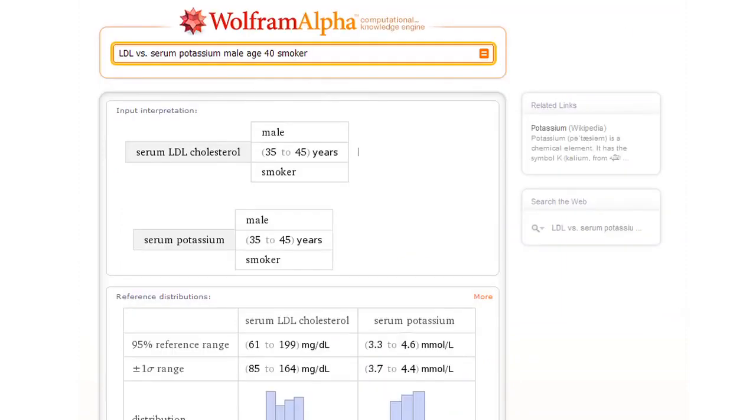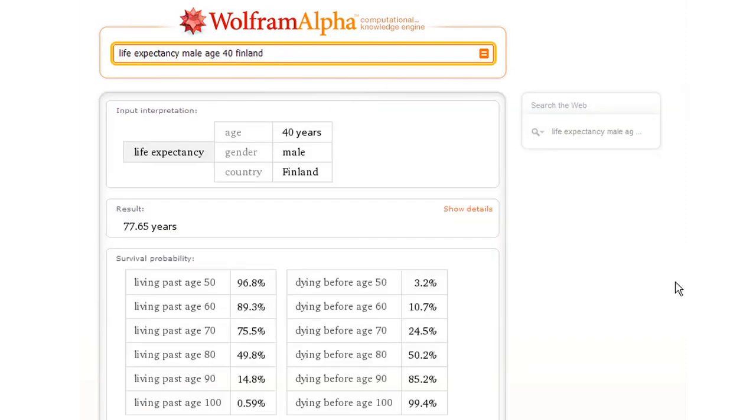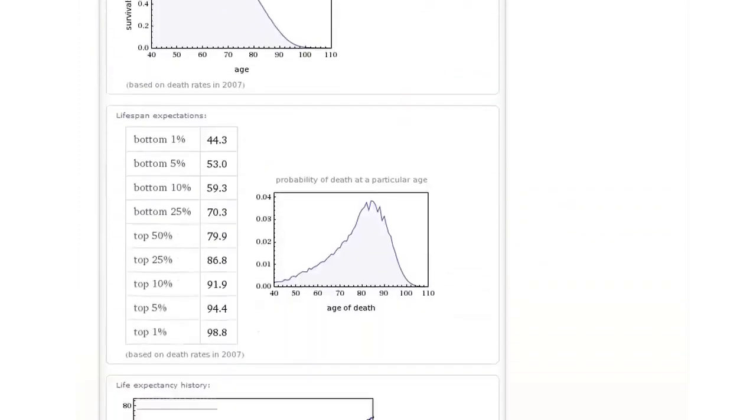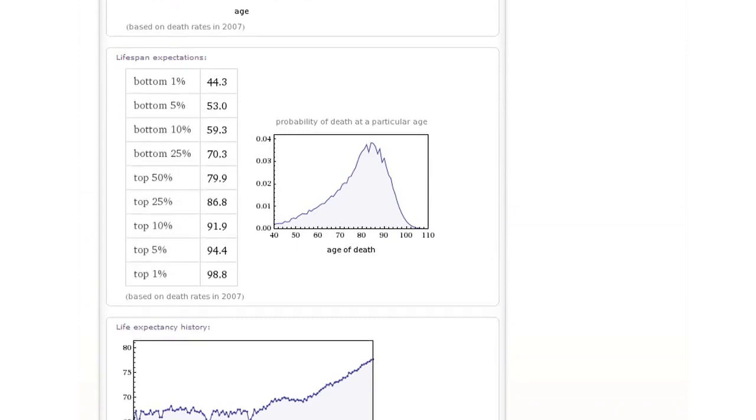Or let's try something different here. Let's ask about the life expectancy for a 40-year-old male in Finland. First, Wolfram Alpha gives us just the plain result, but then it's computing all sorts of details. And there's a whole history of life expectancy over the past 100 years, for example.